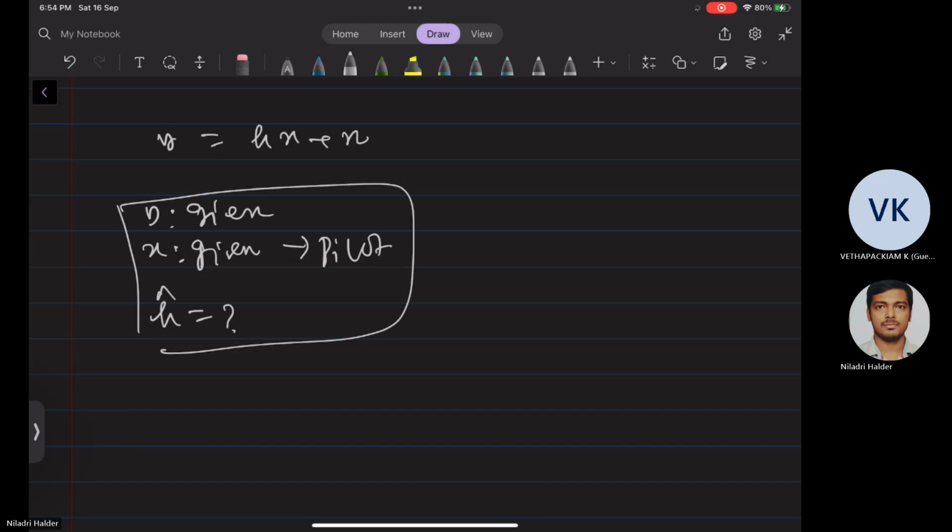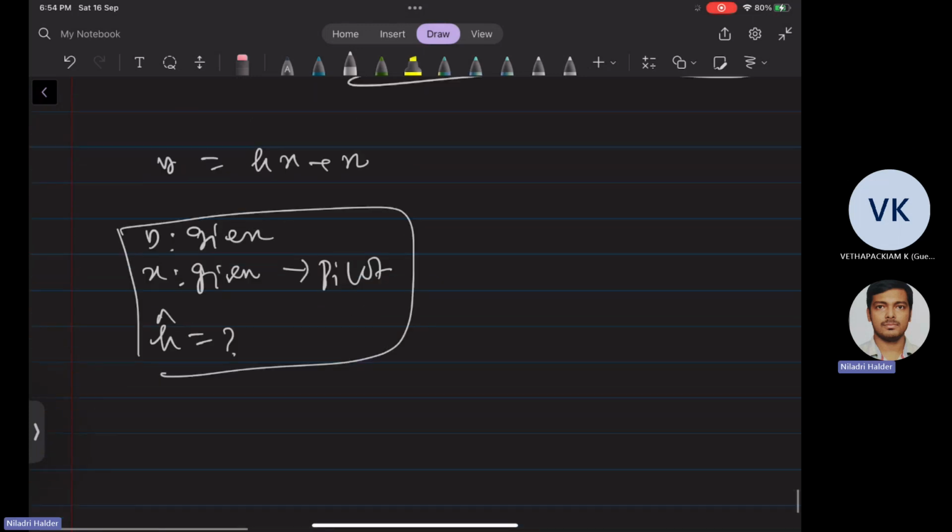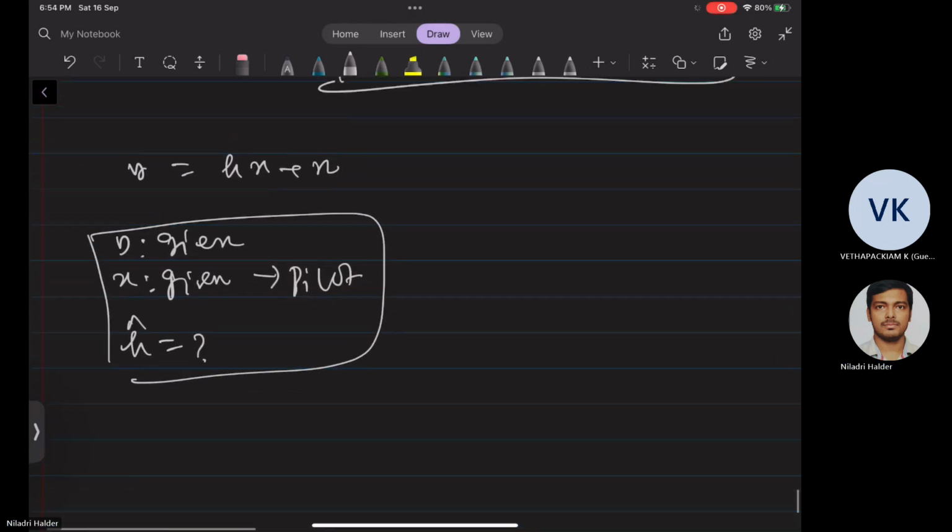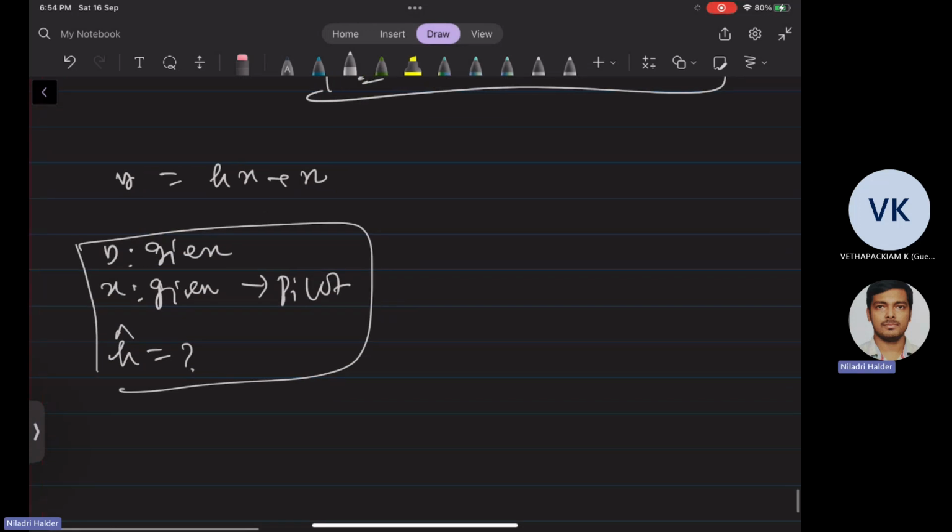Yes, sir. Okay. So how to find H. Here we can optimize. We can find the minimum mean square error estimate. So we can minimize the distance between Y and H. Okay. So first let us take the distribution.